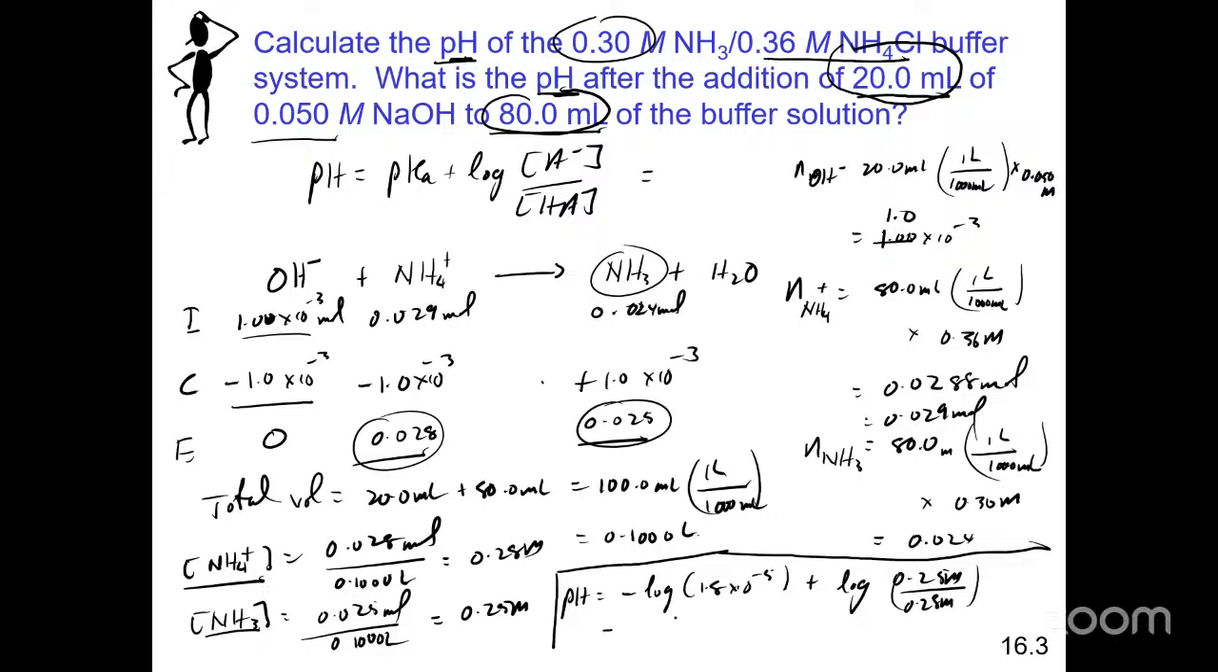Now, if I remember correctly, this part here works out to 4.76, right? Plus, let me see what that part works out to. Yes, ma'am. You're still using the Kb value. The 1.8 times 10 to the minus 5 is the Kb value. Damn it, thank you.